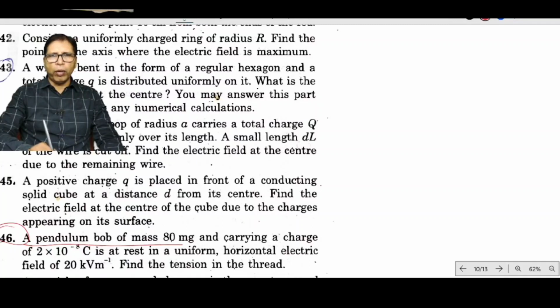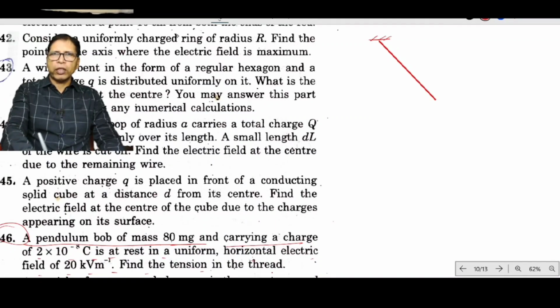Now question number 46. A pendulum bob of mass 80 milligram carrying a charge of 2 into 10 to the power minus 8 coulomb is at rest in a uniform horizontal electric field of 20 kilovolt per meter. Find the tension in the thread. Suppose this is the position of the pendulum. Look at this, this is the fixed point. Now the pendulum is in equilibrium at this point. Okay, no problem. The initial position of the pendulum is vertical.